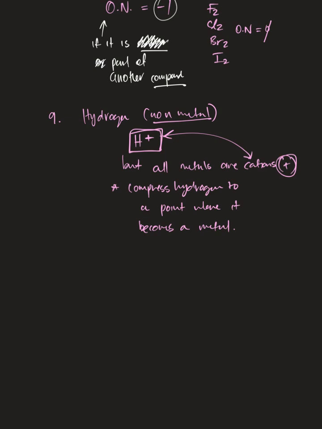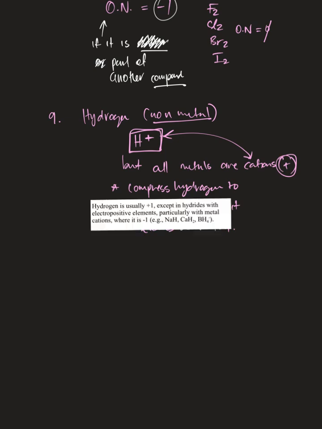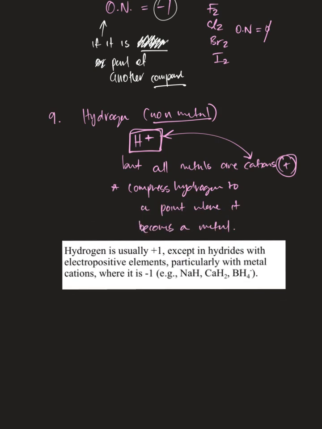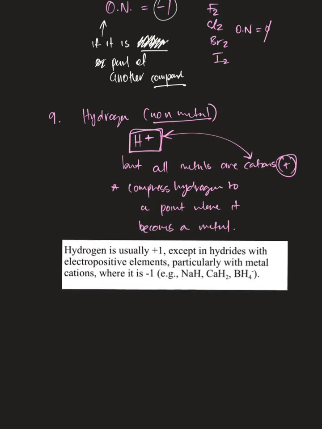We can say that hydrogen's usually +1, except in something called hydrides, where they become electropositive elements, particularly with metal cations, and then it'll be -1. So there is a situation where that can happen, and that is an addition to your rule number 9.